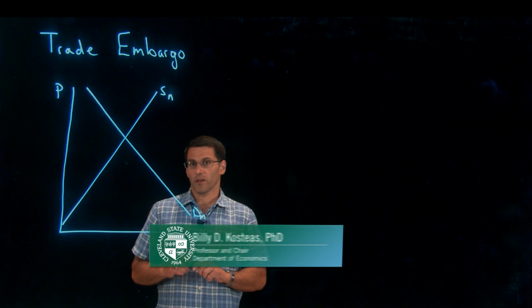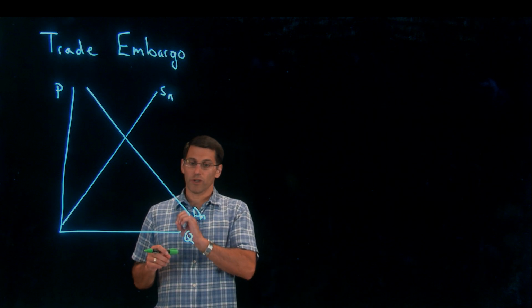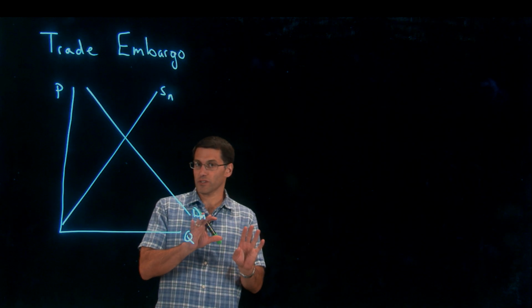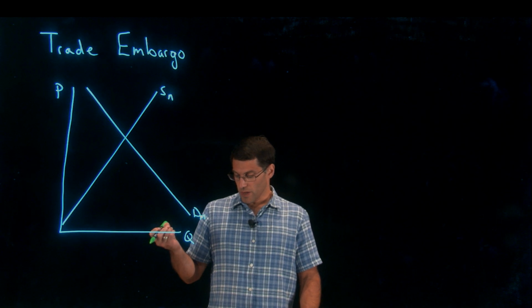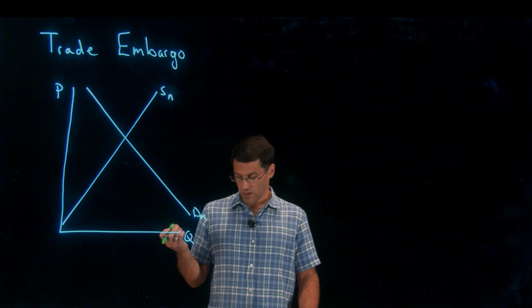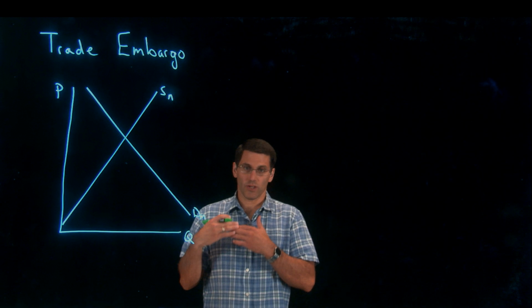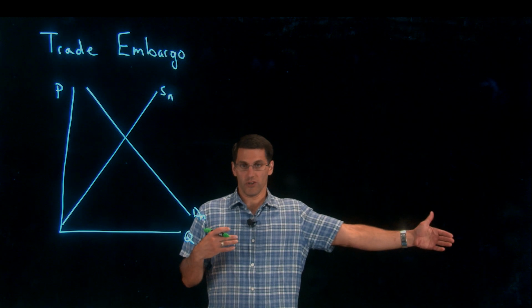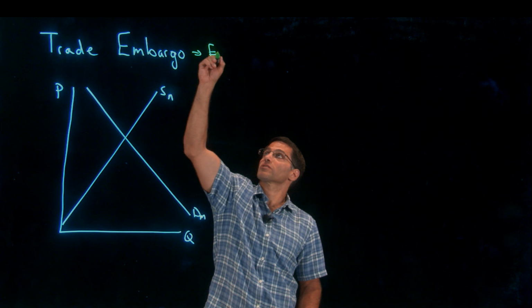In this video, we're going to use supply and demand analysis to analyze the effects of a trade embargo. And in particular, we're going to look at two different scenarios, but we're going to be looking at an example where the embargoing countries are basically saying they're not going to allow any exports to the embargoed country. Okay, so this is a trade embargo of exports.